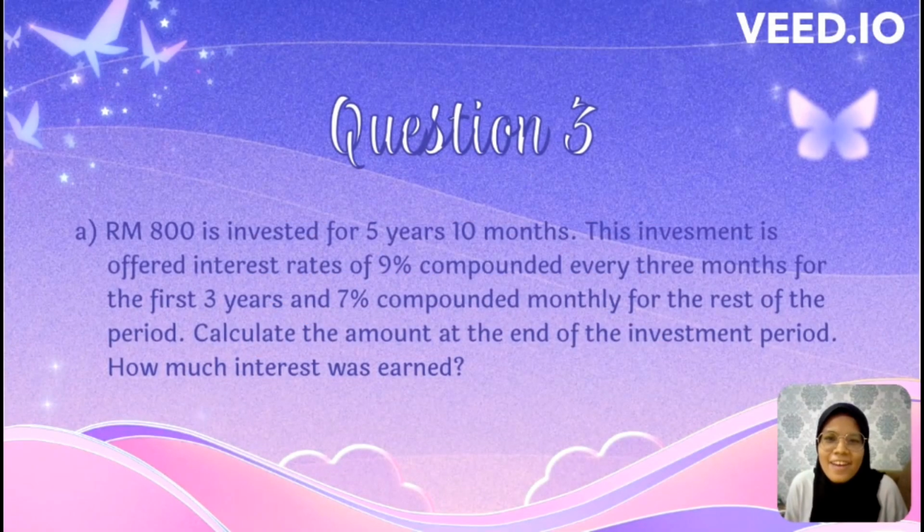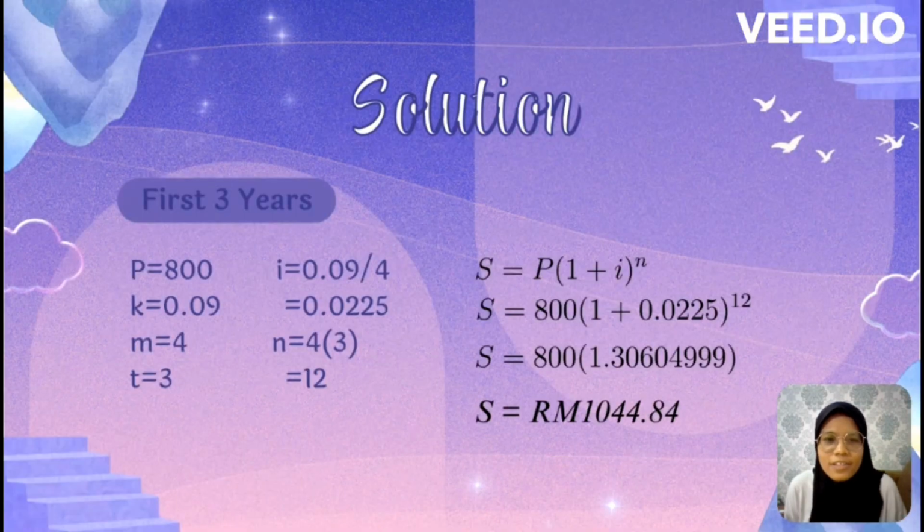Question 3a. RM800 is invested for 5 years 10 months. This investment is offered interest rates of 9% compounded every 3 months for the first 3 years and 7% compounded monthly for the rest of the period. Calculate the amount at the end of the investment period. We use the formula of compound interest, which is S equals P(1 + i)^n. P is equal to 800, i is equal to 0.0225, n is equal to 12.